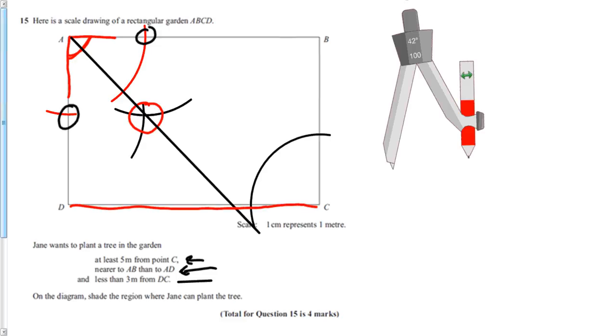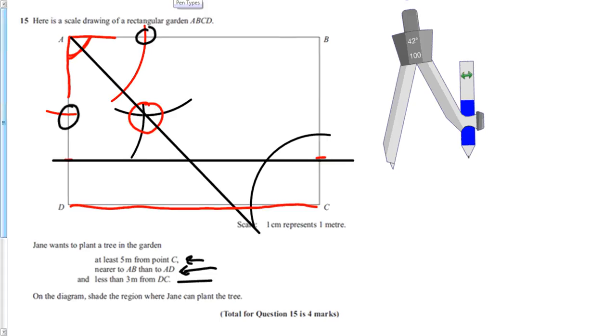So what we do is we measure 3 centimeters up from here. Measure 3 centimeters up from here. And then we draw a line. So we draw the line that goes through those 2 points. Now everything below this line is going to be less than 3 meters from DC. Everything above that line is going to be more than 3 meters. So now what we've got to do is shade the region where Jane can plant the tree.